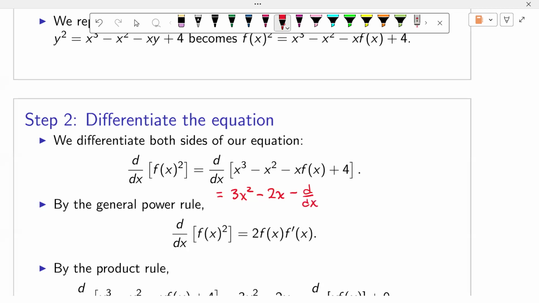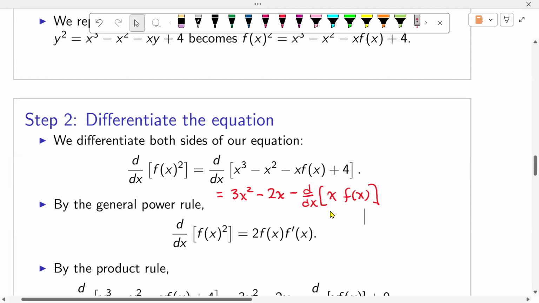There's this thing. What's the derivative of x times f of x? I don't know. We'll get to that later. And then the derivative of 4 is 0. So, I could take that derivative, okay, except for this x times f of x.